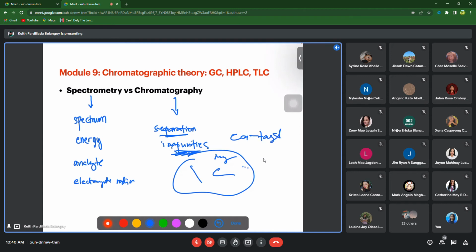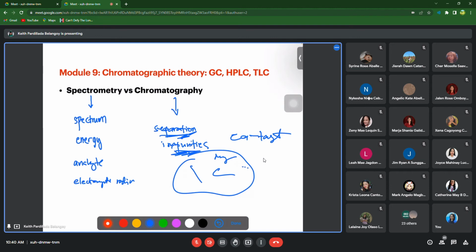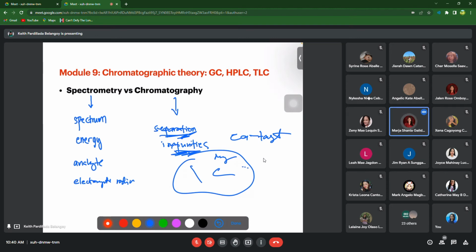Okay. So again, spectrometry, we had this one yesterday, talks about spectrum, energy, radiation, and absorbance. Your chromatography is very simple. Separation of your components. Anything else? How about Ranyola? So again, to simplify it, spectrometry is to identify and chromatography naman is to separate.